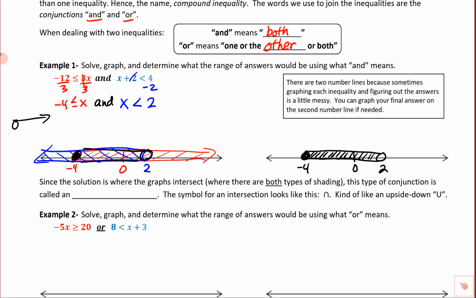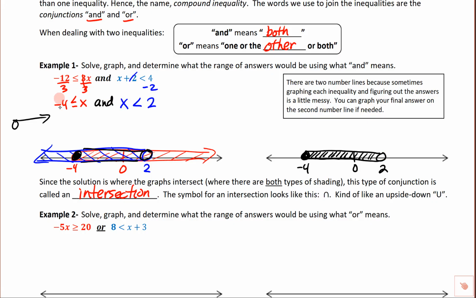Okay, so let's come down here and let's talk a little bit more about compound inequalities that have the word and in them, that are connected by the word and. Since the solution is where the graphs intersect, in other words, where there's both types of shading, this type of conjunction, the word and, remember that's a conjunction, is called an intersection. Intersection, it's where they overlap, okay? The symbol for an intersection, so mathematicians always like little shortcuts rather than writing this big long word intersection, we've got this kind of little upside down U. That's an intersection, okay? So this right here is called an intersection. It's the intersection of the blue shading and the red shading, and the final answer looks like that.